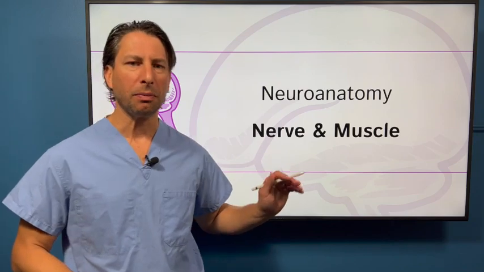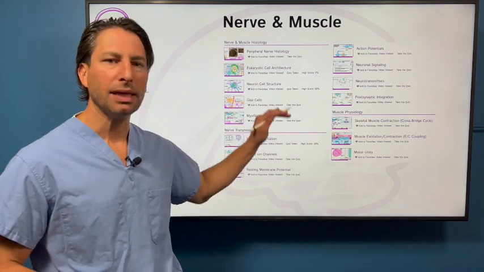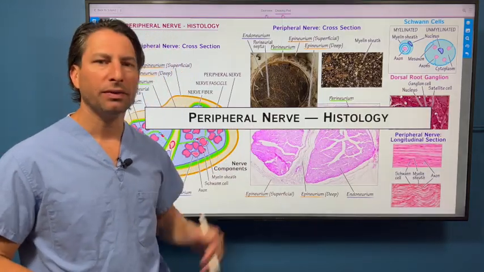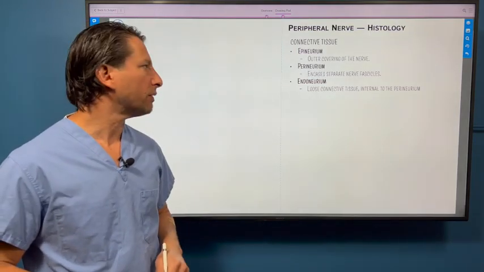So here we're going to walk through a primer on the nerve and muscle subject of neuroanatomy. We're going to walk through histology, biology, and physiology. We'll start with peripheral nerve histology. We'll break it down into its connective tissue and nerve itself.